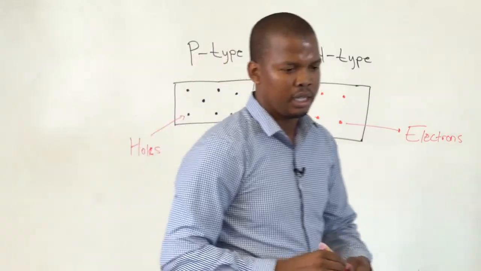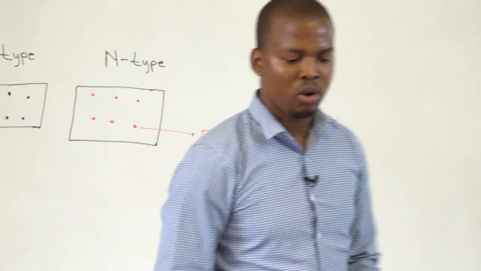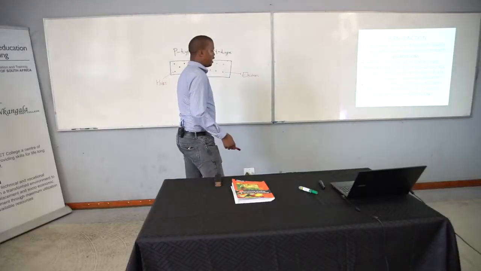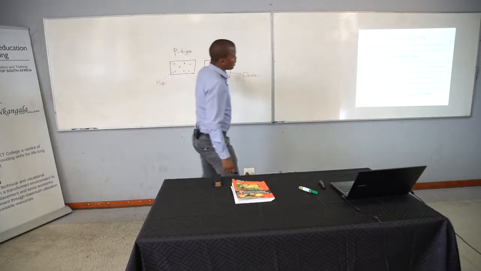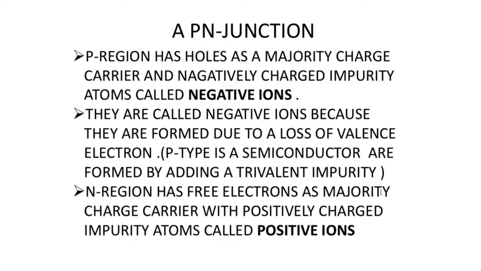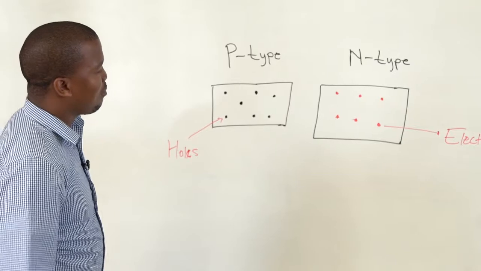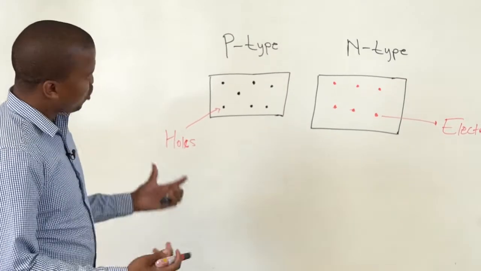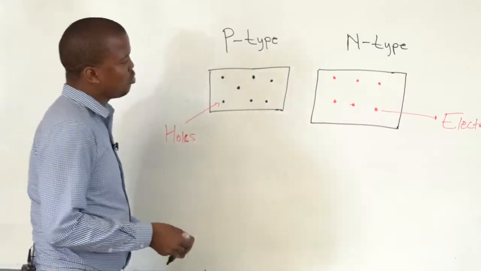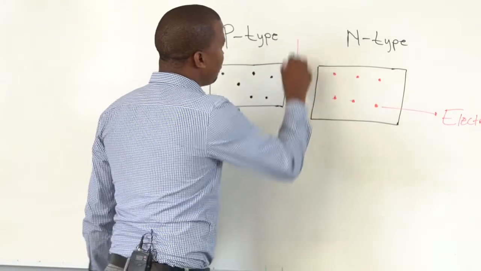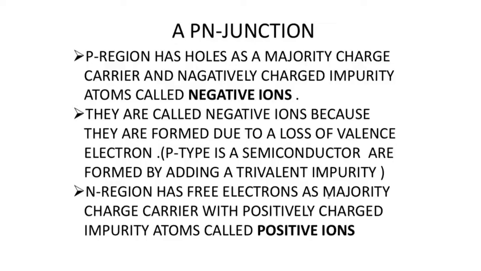In this case, the P region has holes as majority charge carrier, and the N-type has electrons as majority charge carrier. So in the formation of a P-N junction, since I've told you that a P-type and N-type are not useful when they are working alone, you need to combine the two. When you combine the two, you introduce a junction in between the two.